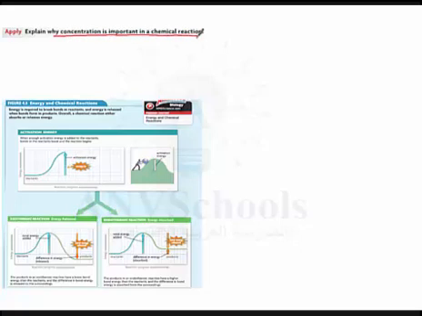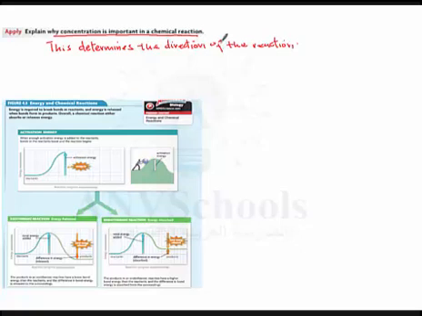But before we go into these details, let's try to answer this question: explain why concentration is important in a chemical reaction. Concentration of reactants and products determines the direction of the reaction.